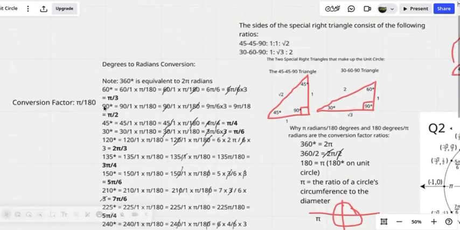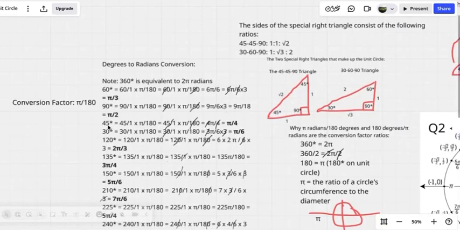So for 90 degrees, it's the same process, right? Cross canceling out the zeros. 9 pi over 18. But now we need to figure out, okay, what value of 9 gives you 18? Well, 9 times 2 is 18. So you'd cross out the 9 and the other 9, and then you'd be left with pi over 2.